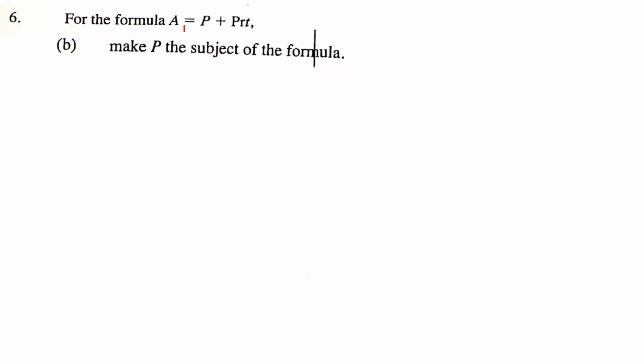It says, for the formula A equals P plus PRT, make P the subject of the formula. So we have to make P the subject. So currently A is the subject, but we want P to be the subject. So we want P on one side and everything else on the other side. What we can do, we know that we have P in this term and we have P in this term, so we can factor out a P, because P times 1 is P, and then P times RT is PRT. So what we did is we factored out a P.